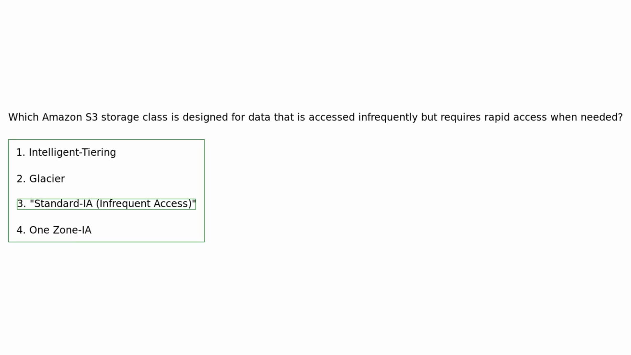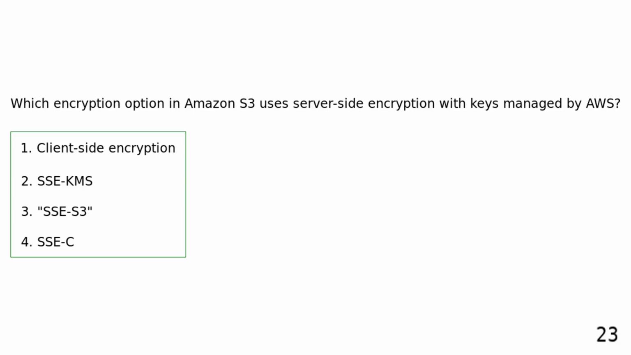when needed. Which encryption option in Amazon S3 uses server-side encryption with keys managed by AWS? Client-side encryption. SSE Key Management Service. SSE-S3. SSE-C. SSE-S3 automatically encrypts objects with keys managed by AWS, simplifying key management and ensuring data security.